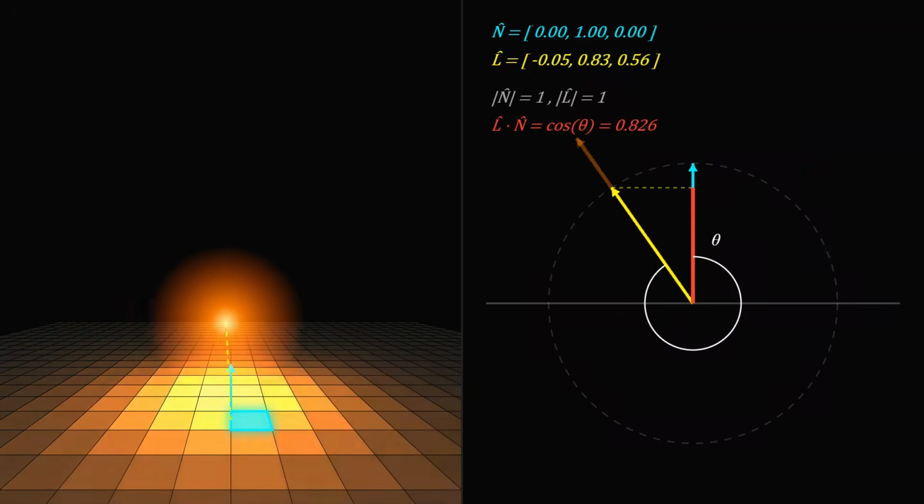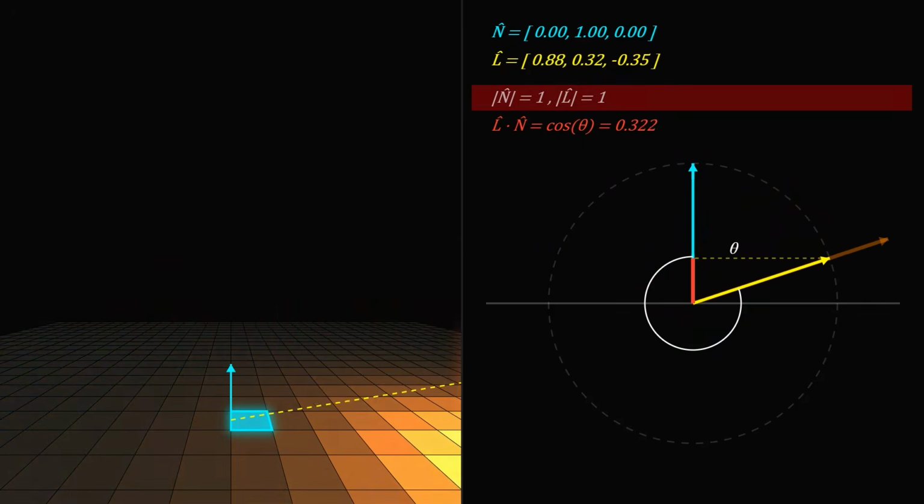But here is the catch. The math only works if both vectors have a length of exactly 1. We call this normalization. If you are a regular viewer, this is pretty well known to you already.